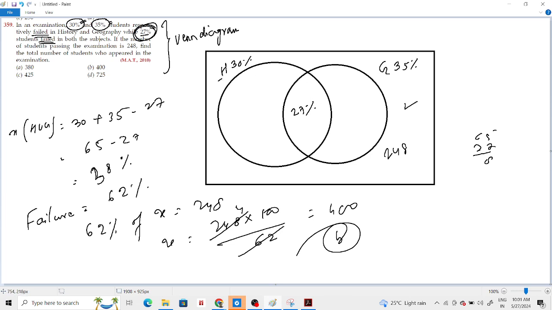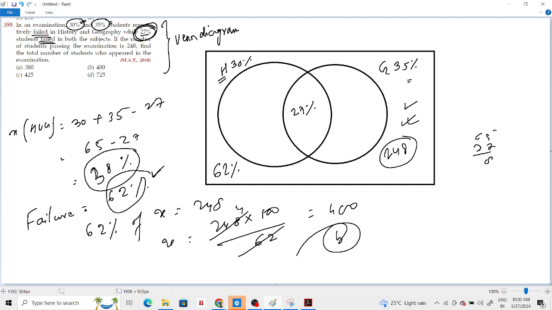So you can easily put 30% failed in history, 35% failed in geography, 27% failed in both. If I do the union of it, I will get the percentage of those people who failed in either history or geography or both. Now this outside part represents those people who passed in both. That means this is the empty part. So if I subtract this union, 38%, from 100, I get the 62% part, the percentage of those people who passed in both the subjects. So 62% of x equals 248, and x is 400 easily. This is much easier.